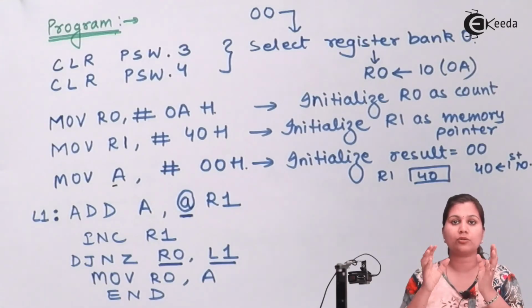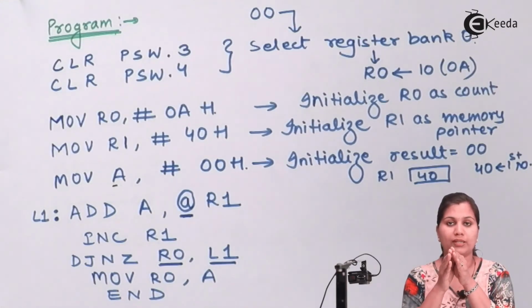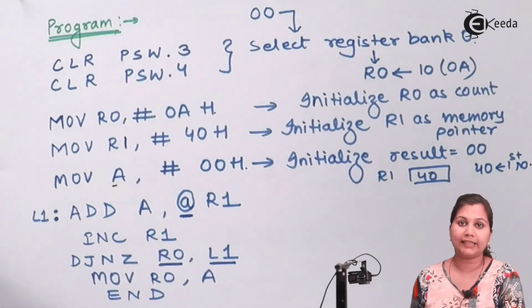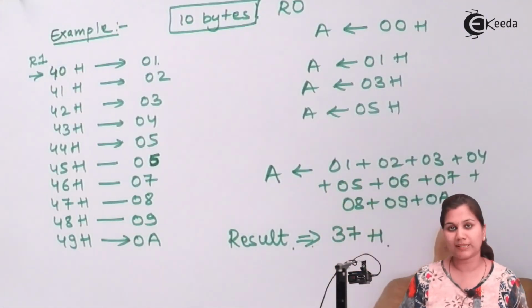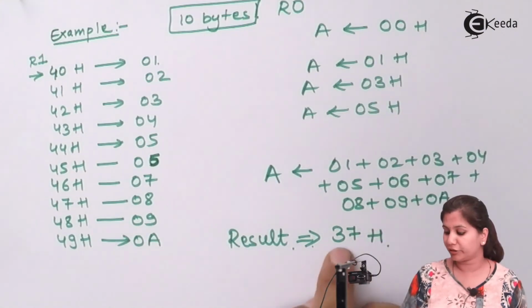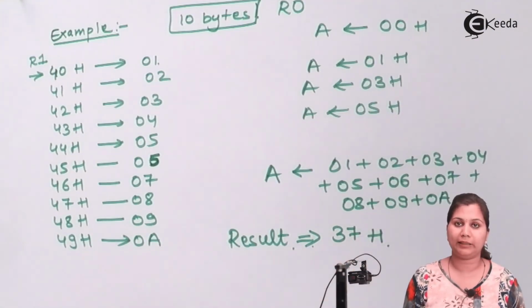Only those numbers whose after the addition of those numbers we are getting the result as an 8-bit number. You can see here that we are having all the numbers as 8-bit numbers, and after their addition the sum is also an 8-bit number.